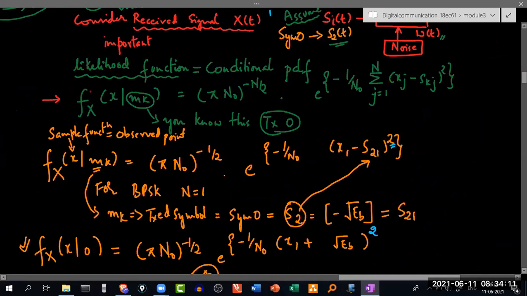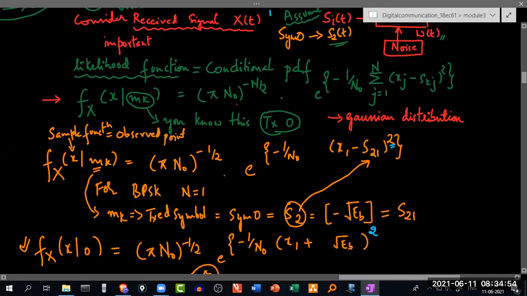So this conditional PDF is given as small f subscript capital X, where capital X represents the random variable, given the message symbol that has been transmitted, with small x as the sample function. And we all know that this follows a Gaussian distribution. And because it follows a Gaussian distribution, we have this equation.